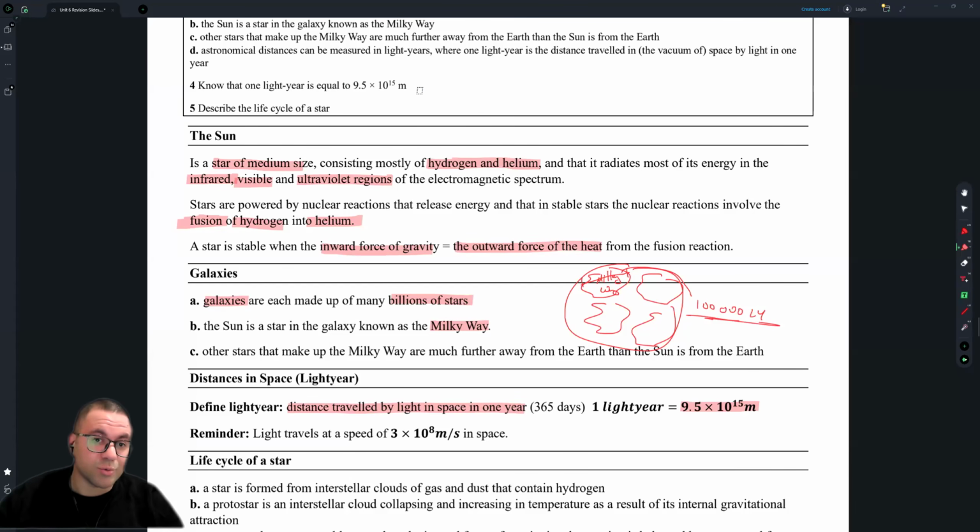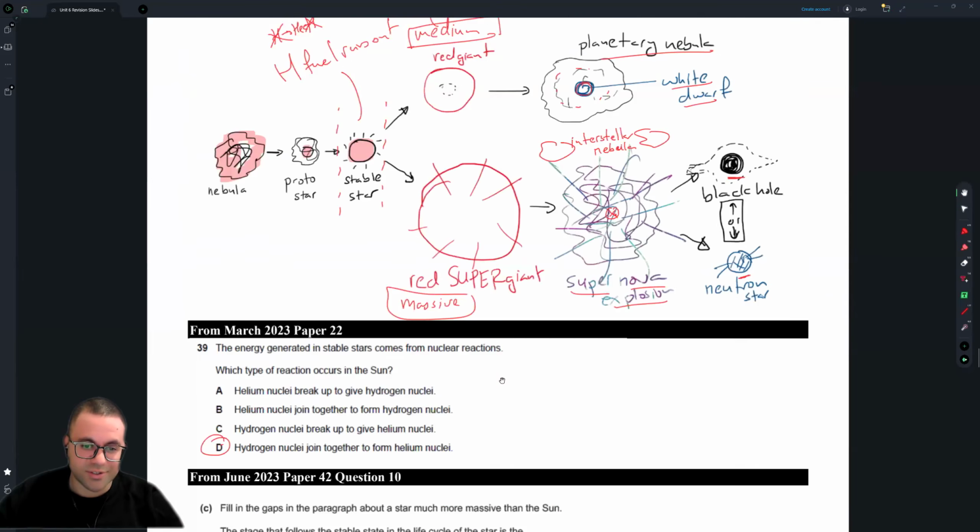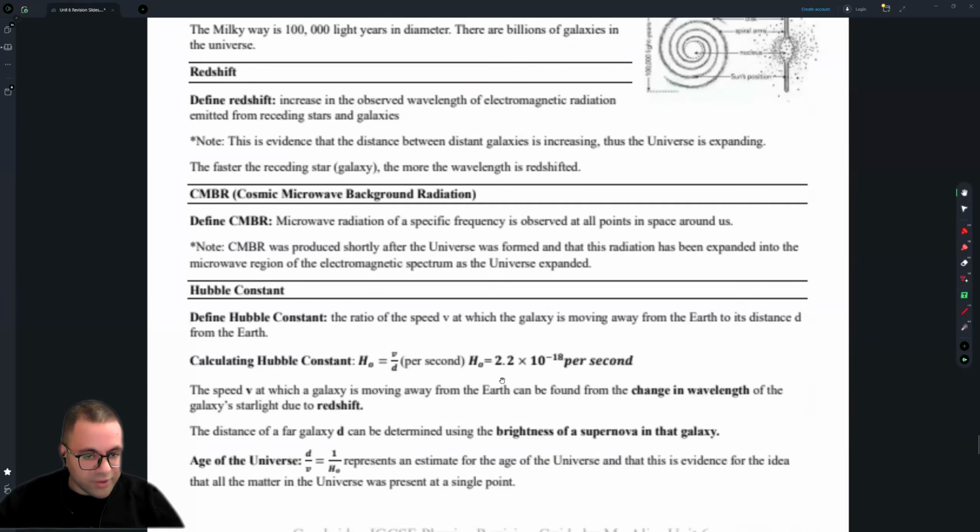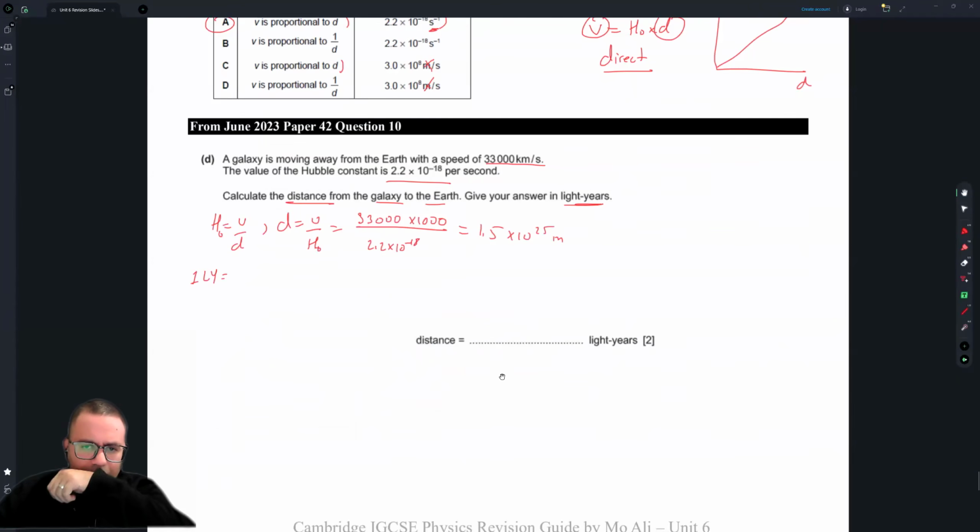Unfortunately, you have to memorize this. You will not find it in the formula sheet. I wish you could. It's not in the list of constants that is given to you. So 9.5 times 10 to the power of 15.